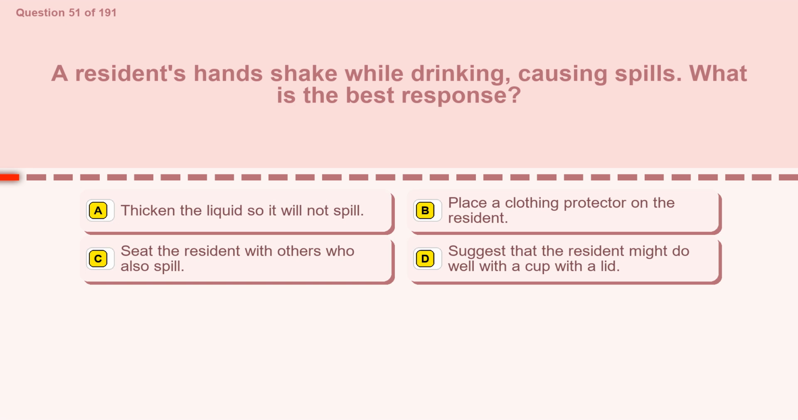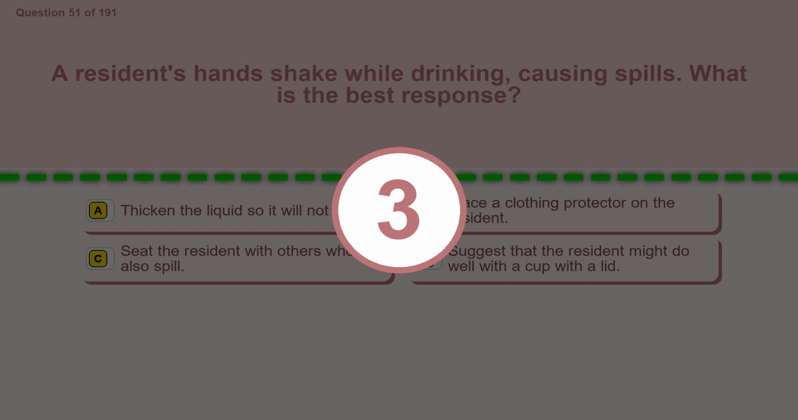Question 51. A resident's hands shake while drinking, causing spills. What is the best response? Option A. Thicken the liquid so it will not spill. Option B. Place a clothing protector on the resident. Option C. Seat the resident with others who also spill. Option D. Suggest that the resident might do well with a cup with a lid.